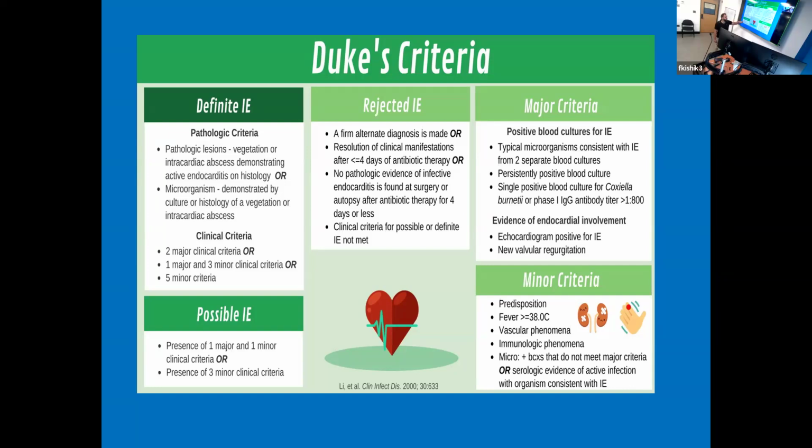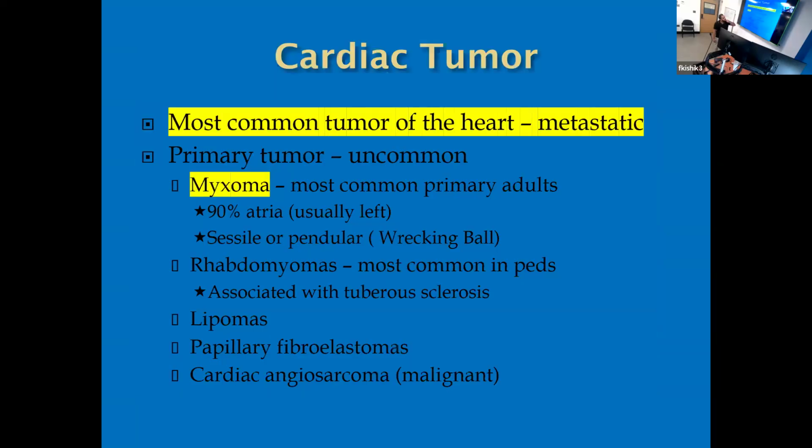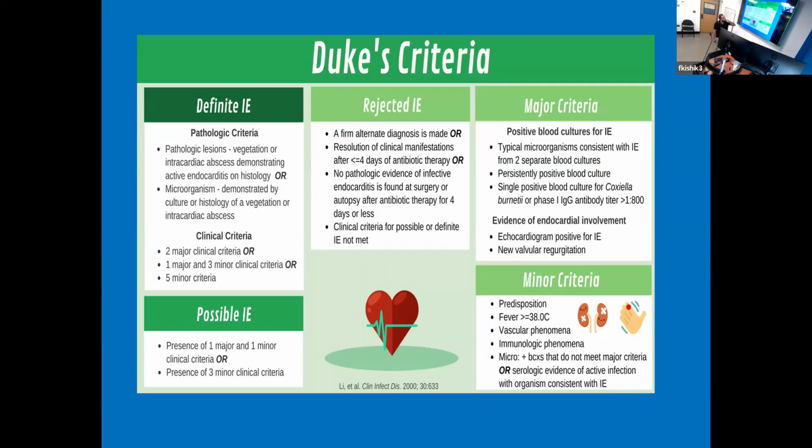Possible endocarditis is the presence of 1 major and 1 minor clinical criteria, or the presence of 3 minor clinical criteria. The minor criteria are fever, vascular phenomena like Roth spots and splinter hemorrhages, immunologic phenomena, blood cultures that do not meet major criteria, or serologic evidence of active infection with a microorganism, like strep.